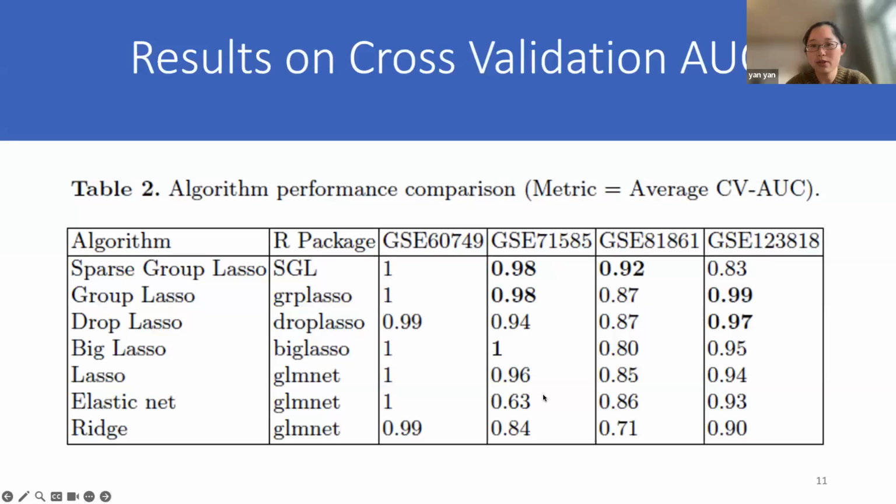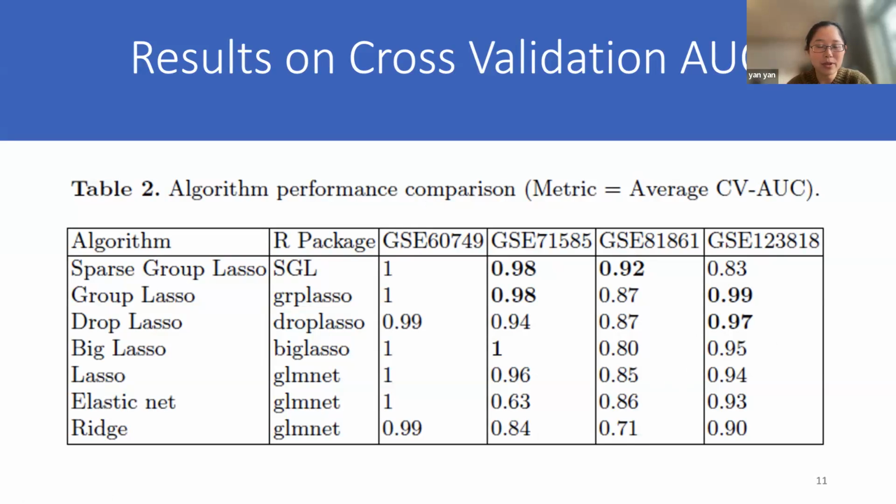Something we observe here is that results could vary depending on the data you're working with. For some data sets, most of the methods work almost perfectly, but for some of the data sets, we do have some variations.